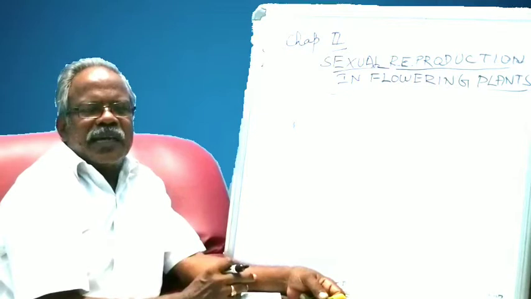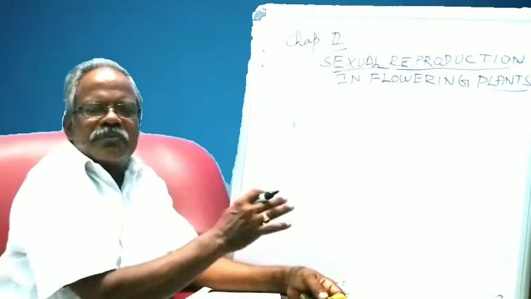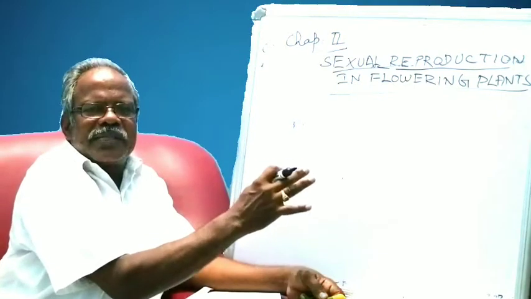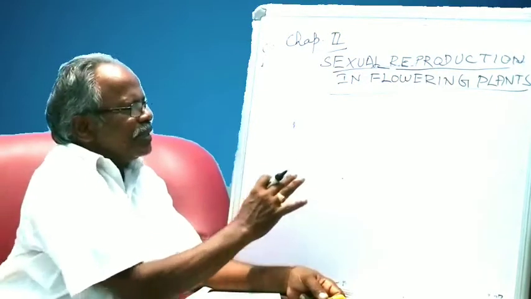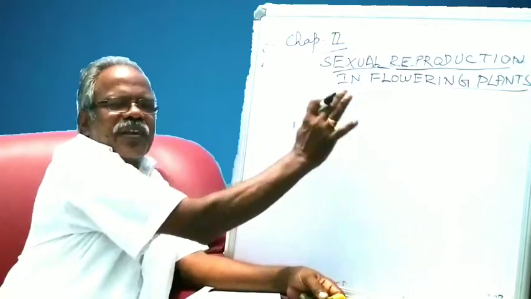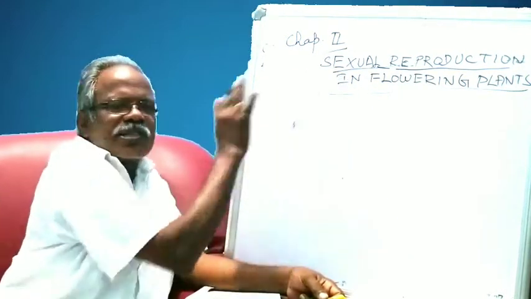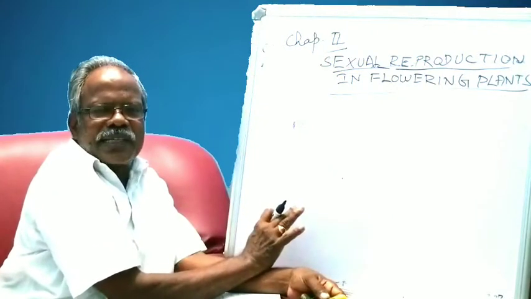Angiosperm means the closed seed. Sperm means seed, and angio means closed. It gives a flower, and that's why it is a flowering plant. And in that, how sexual reproduction happens, that we are going to see.